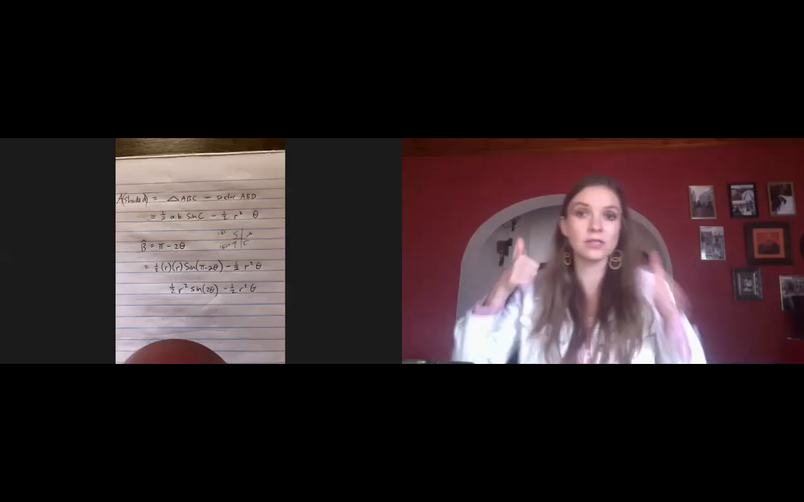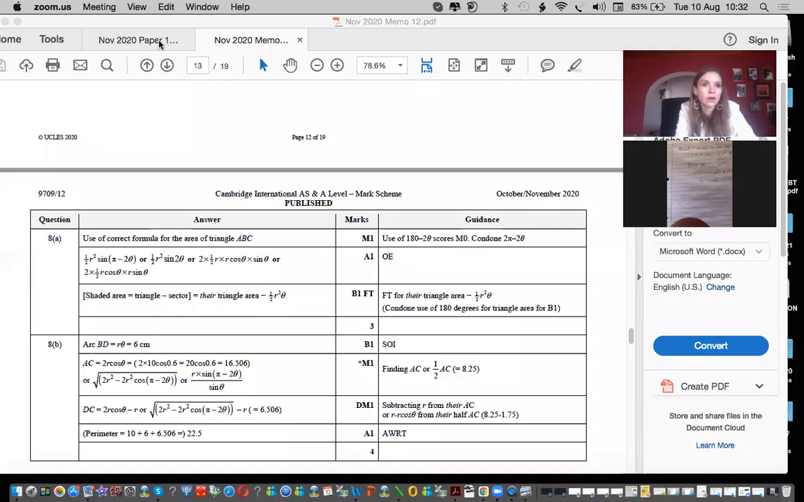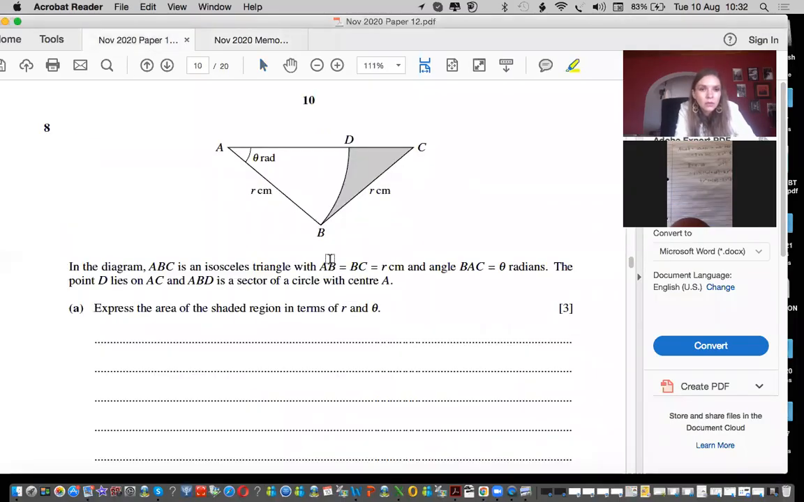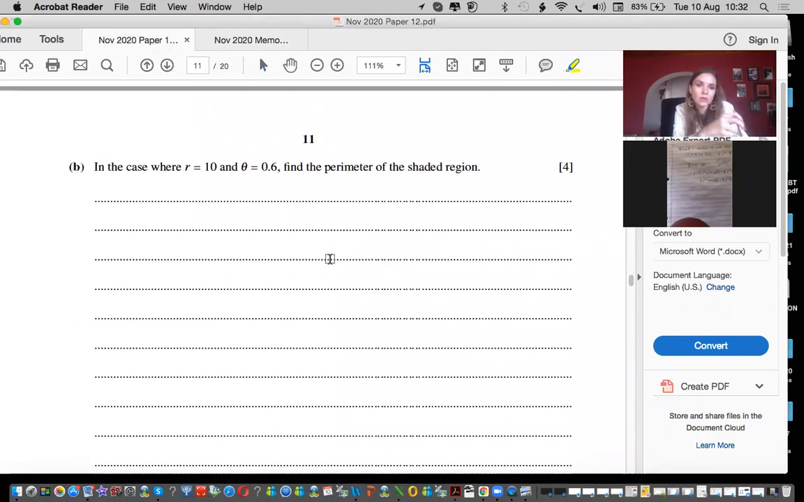Okay, everyone still with me? I think we might have to do a follow-up question for this. Let's have a look at the next one. 8a, we did express in terms of R and theta. In the case where R is 10 and theta is 0.6, find the perimeter of the shaded region.